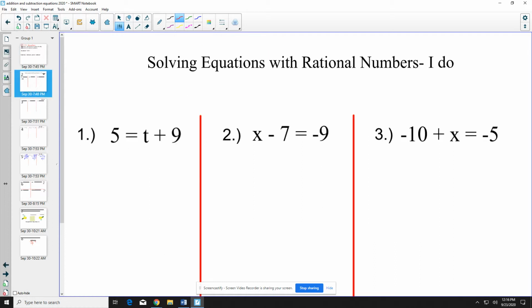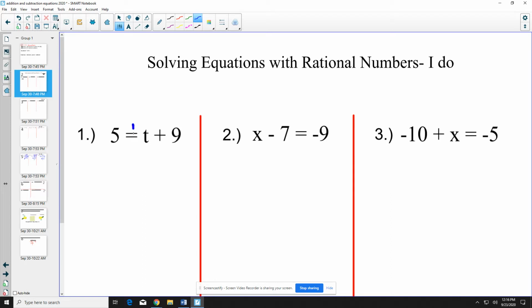Okay, now I want you just to watch this page and make sure you understand, and then I'll have you write some down on the next page. All right, so number 1 says 5 equals t plus 9. When we solve an equation, we have two sides that are equal to each other. The left side and the right side equal each other.